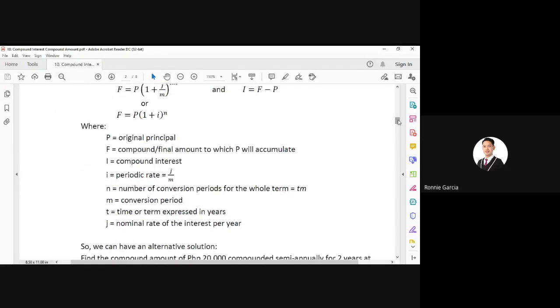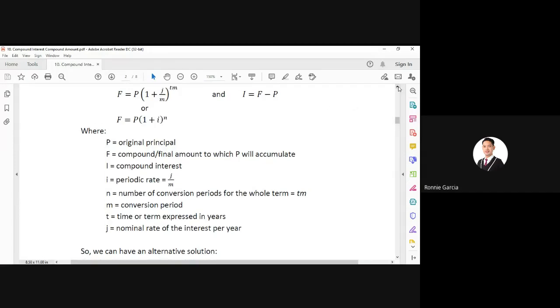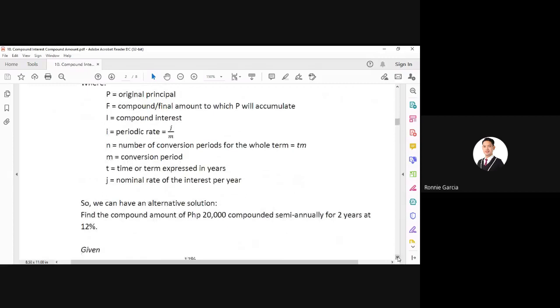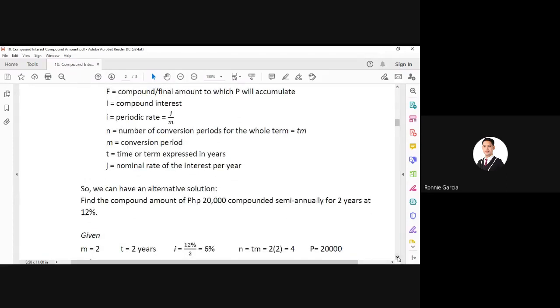So klaro na ang formula. F is equal to P times the quantity of 1 plus I raised to the power of N, where I is equal to J divided by M, and N is equal to T times M. So ato ang i-familiarize tong kaugalingon ani nga formula kay mo nitong gamiton para makuha ang tama nga answer for compound amount. Okay, so balik ta sa same problem na atong gisolve ganina pero this time we are going to use the formula para dili na ta mag-manually compute nga taas kaayo.